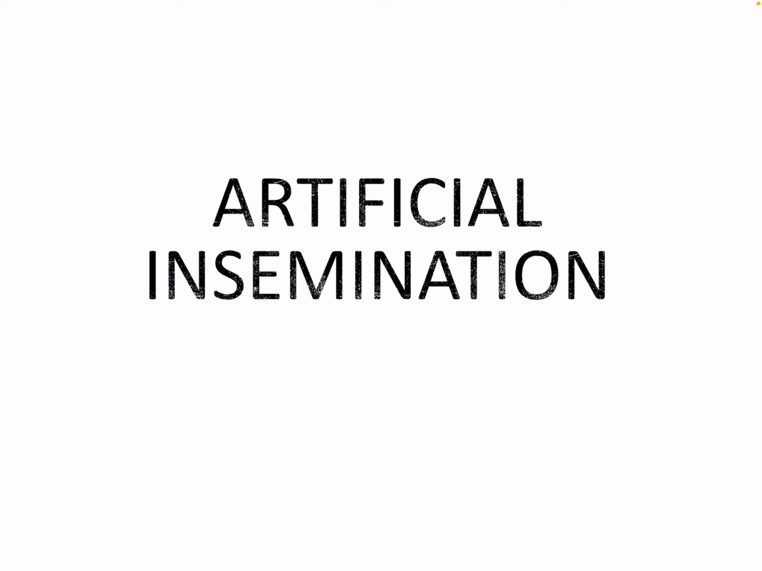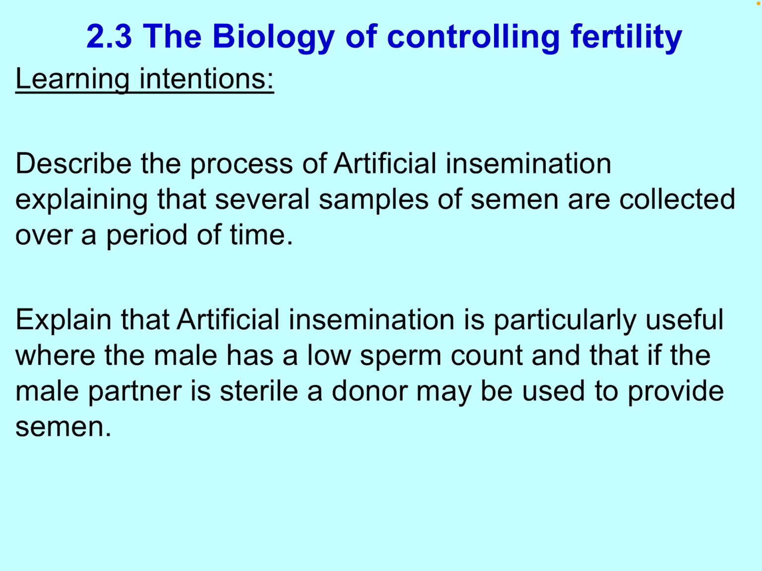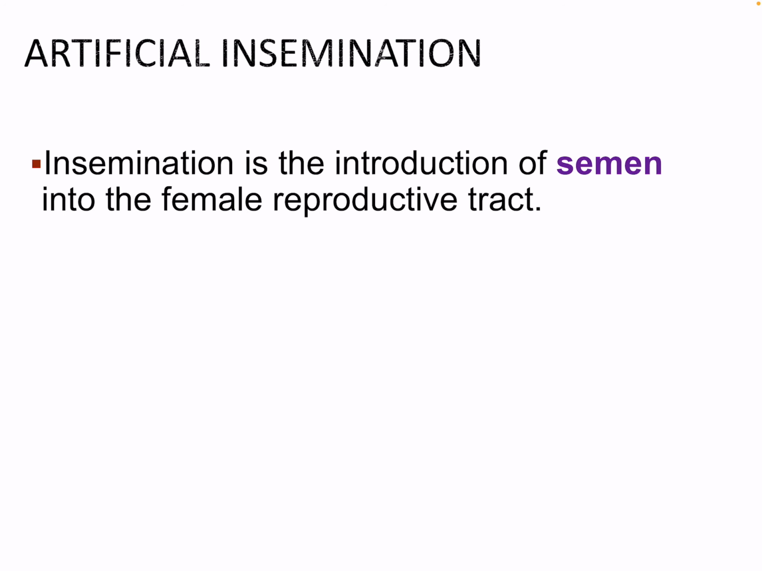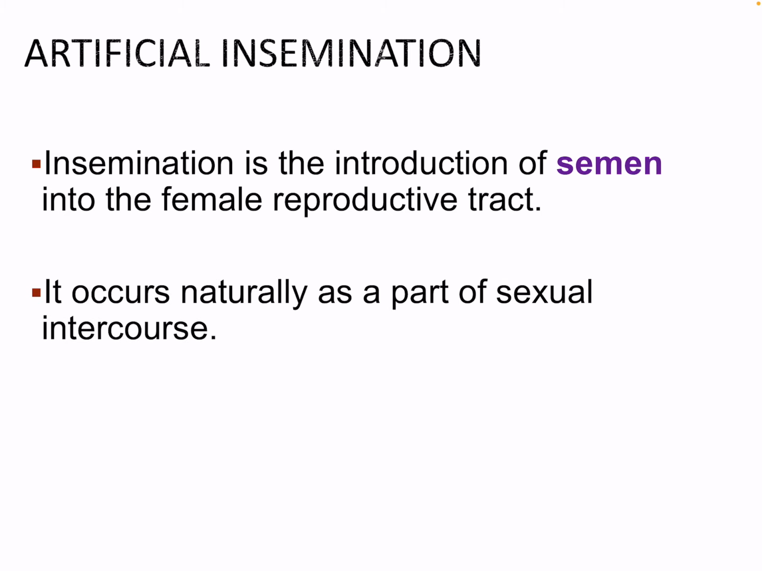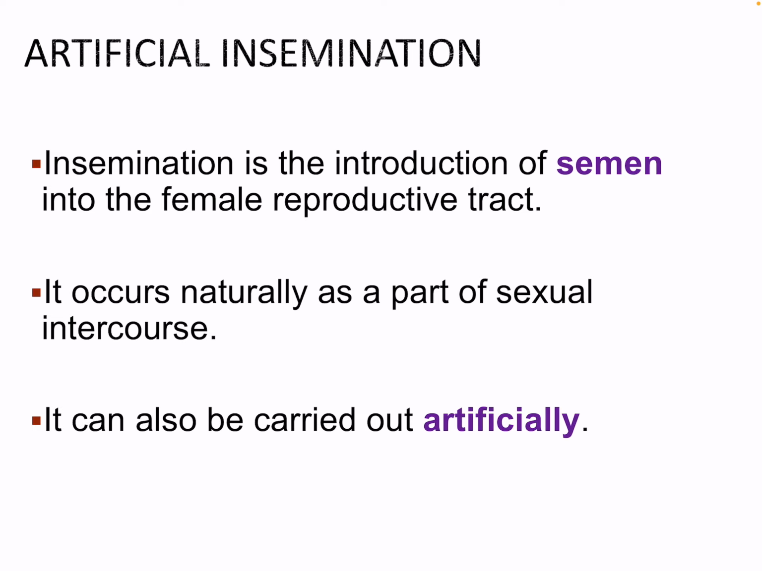So this section covers artificial insemination. And you need to be able to describe the process of artificial insemination and explain for what conditions it is particularly useful. Insemination is the introduction of semen into the female reproductive tract. It occurs naturally during sexual intercourse. However, it can also be carried out artificially.